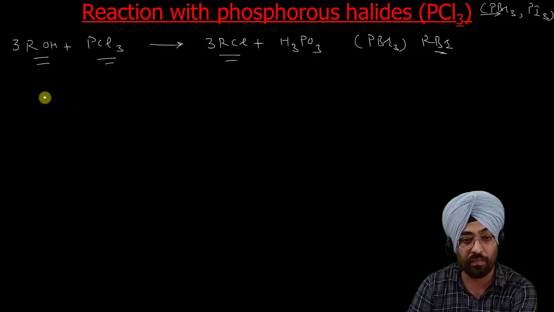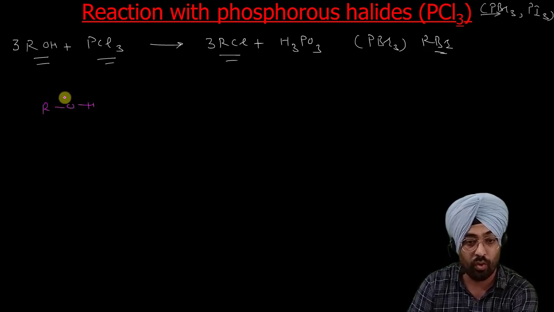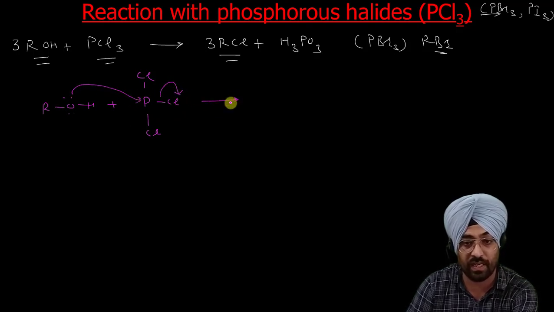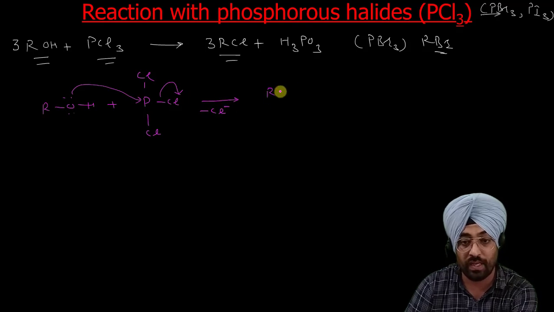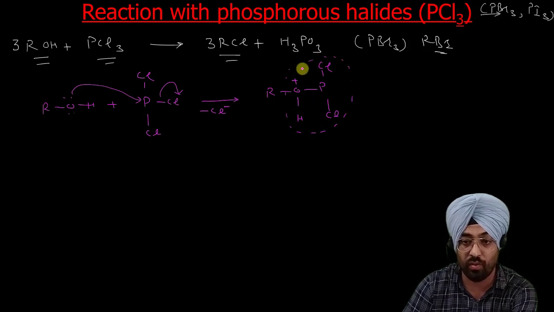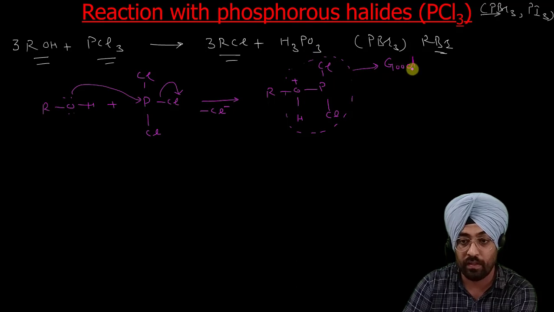Now let us try to do its mechanism. The first step of this mechanism is the reaction of alcohol ROH with PCl3, phosphorus trichloride. The reaction takes place like this, and this Cl negative will be removed. So you get ROH positive PCl2. Now this becomes a very good leaving group.